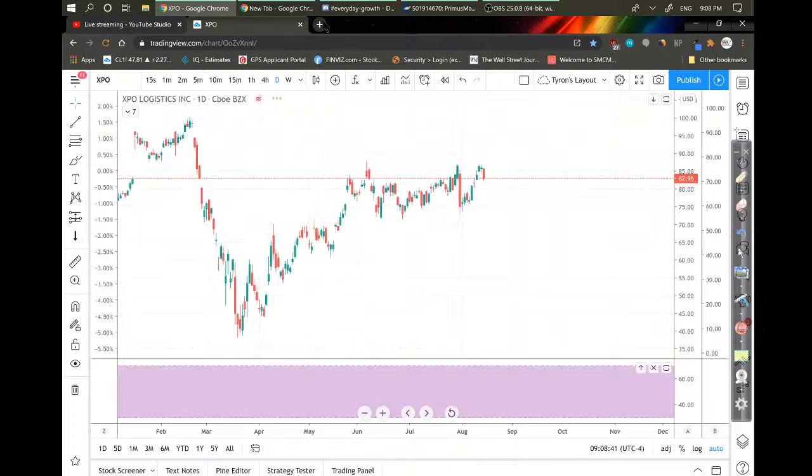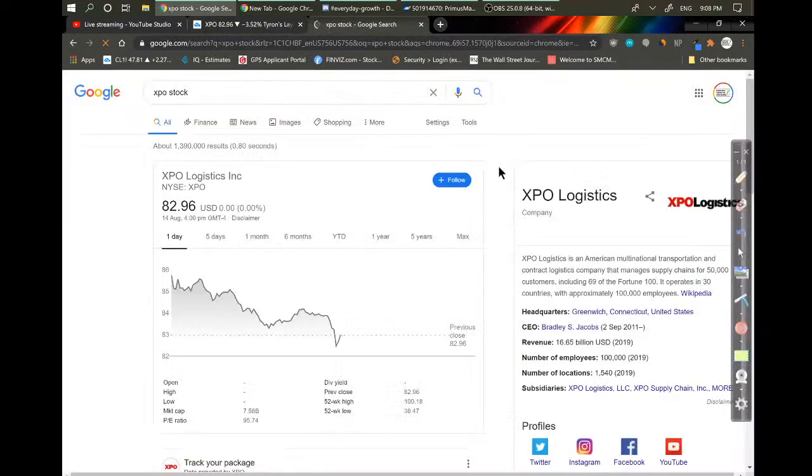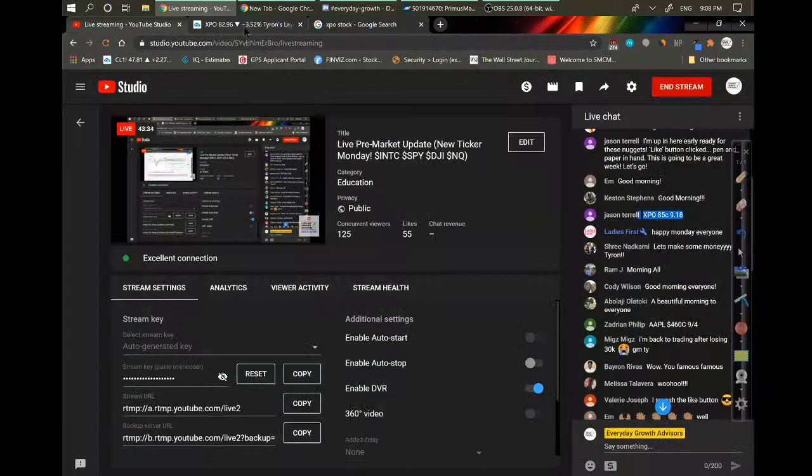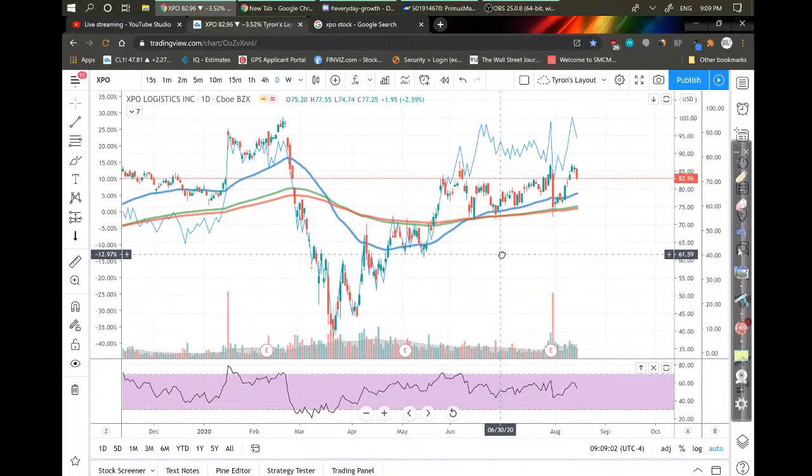XPO Logistics. Let's see. It's less than 10 billion, but okay, we'll still do it. It's close to 10 billion. 85 calls for 918. Sure. Oh, wait a minute. Wow.